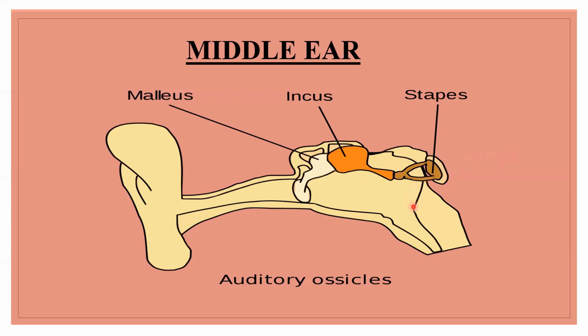The middle ear also communicates with the nasal cavity through the eustachian tube. This tube regulates the pressure on both sides of the eardrum, the inner and outer side of the eardrum.